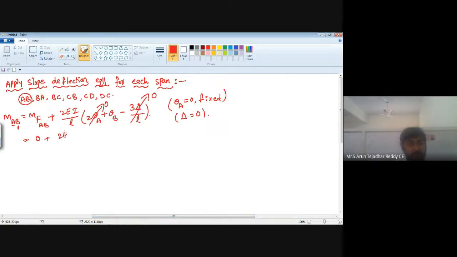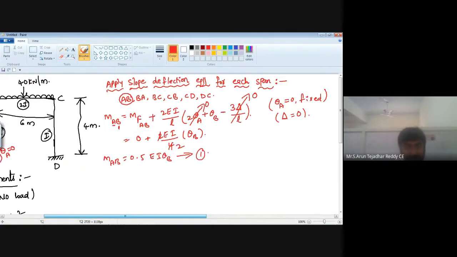Next, 2EI by AB span. AB span is 4 meter into theta B. So 2 by 4, that means 1 by 2, which is 0.5 EI theta B. This is equation number 1.